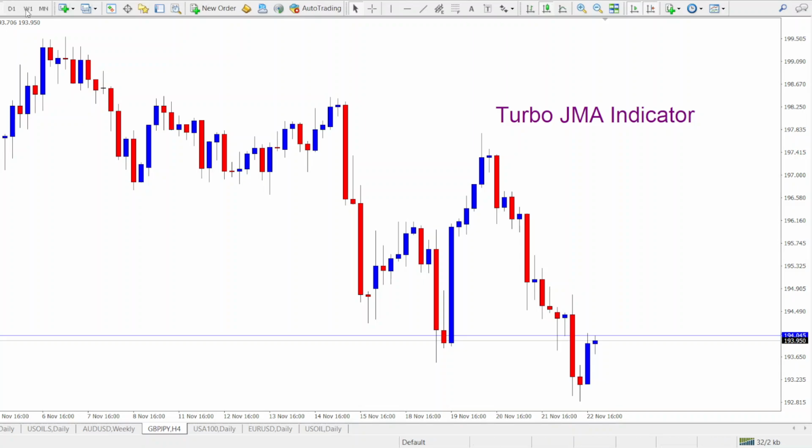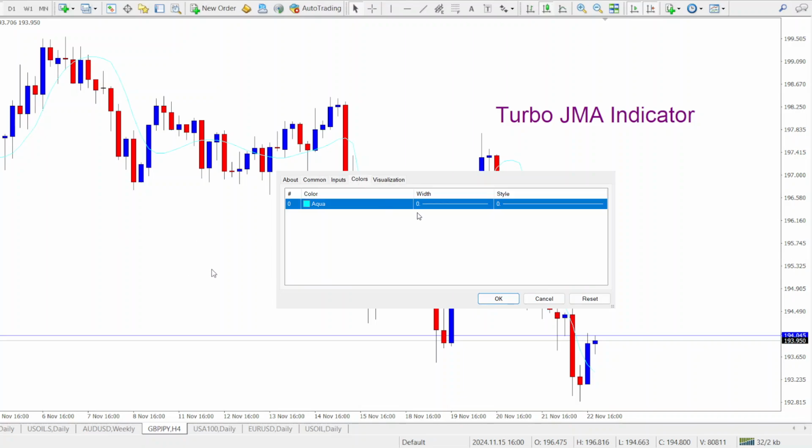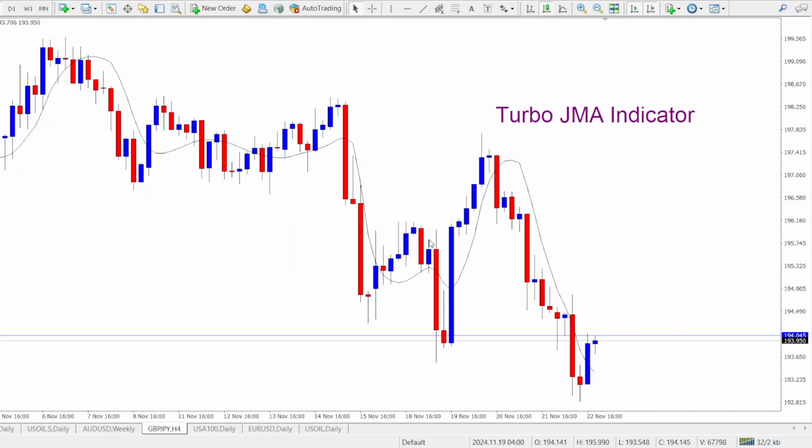I'm going to add the indicator to the chart right away. So this is the indicator. You can see just a simple line, right? The indicator helps you to identify trend direction. I'm just going to change the color of the indicator to make it easier to see. I just made it a darker color. So this indicator actually helps you to identify the market trend, the current trend.